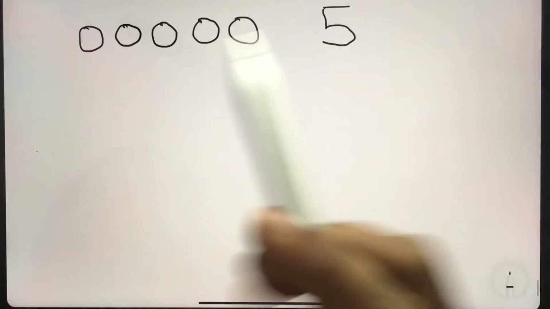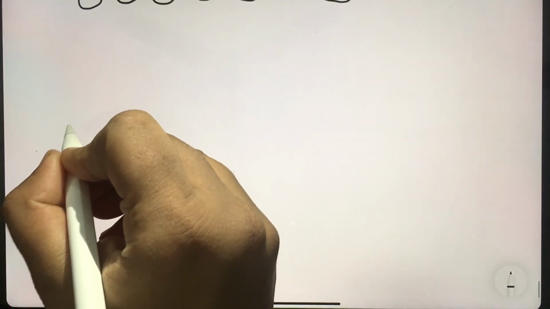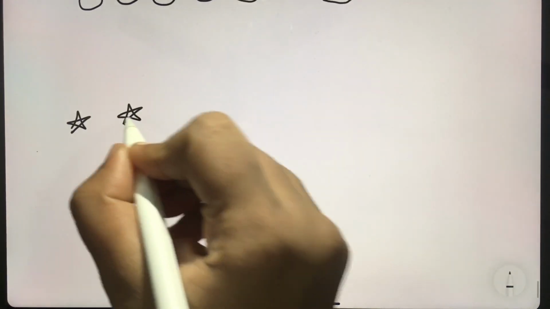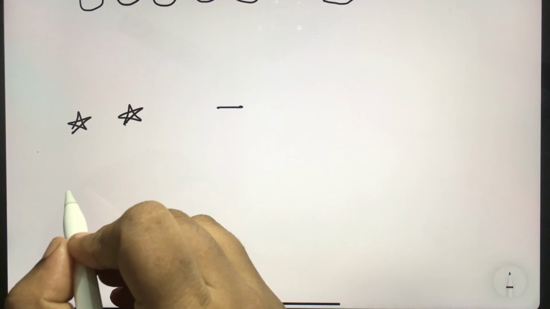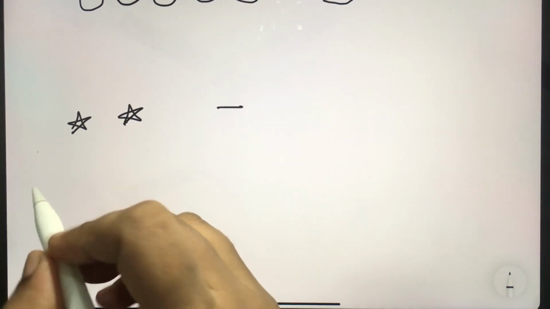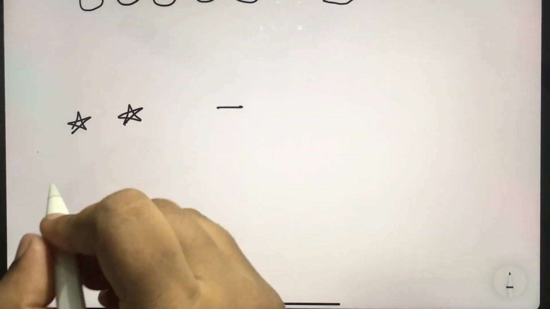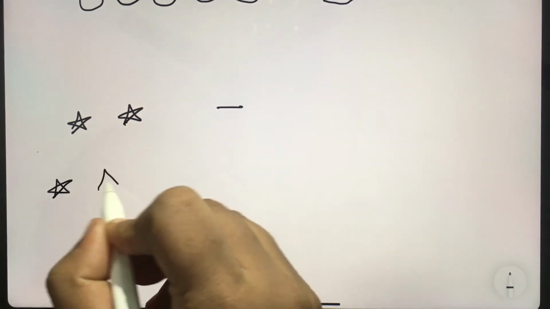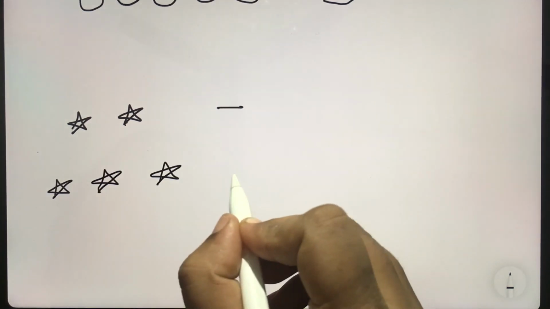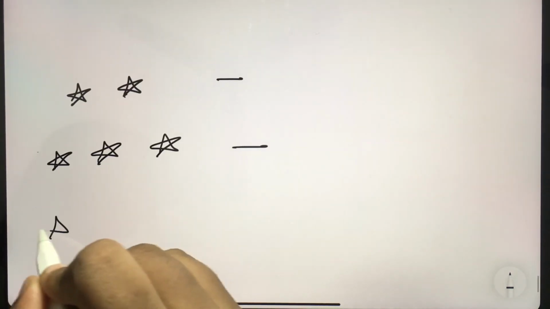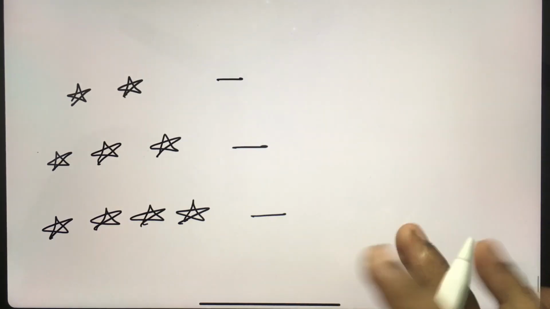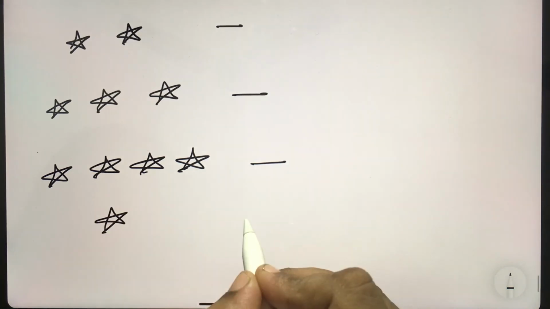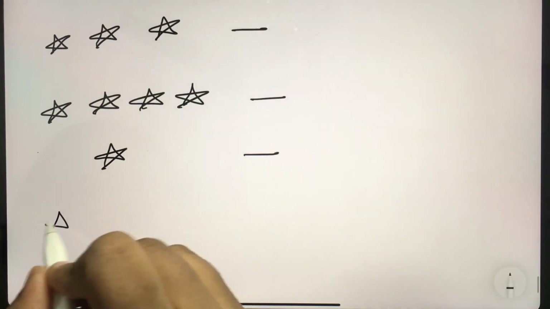With activities, we are going to give stars, and we are going to ask them to write what number it is after they practice. After 2 days of practicing numbers, you can give this activity. So this is 3 stars, and here 4, and here 1, and here 5.